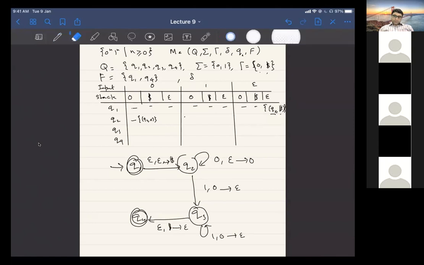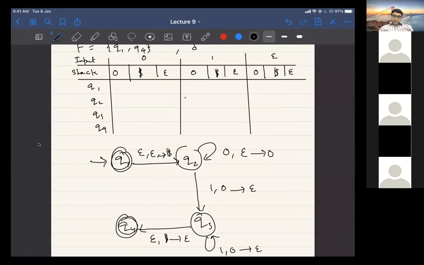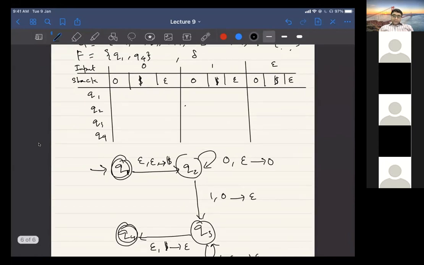Okay, so let me remove everything and we will do it again. Okay, when the machine starts in Q1, it does not read zero, it does not read one, it only takes an empty transition. And the empty transition means that it expects that the stack is empty as well. When the stack is empty and it reads empty, then it goes to Q2 and pushes dollar onto the stack. So this is what we do in this part, right? So this is for Q1 and epsilon and epsilon, this transition.